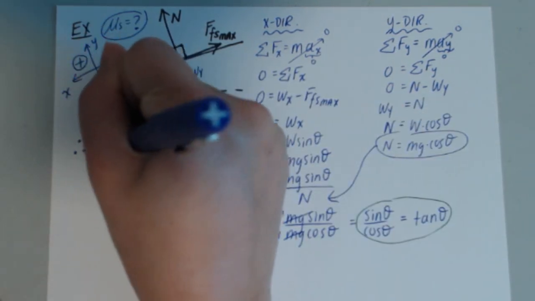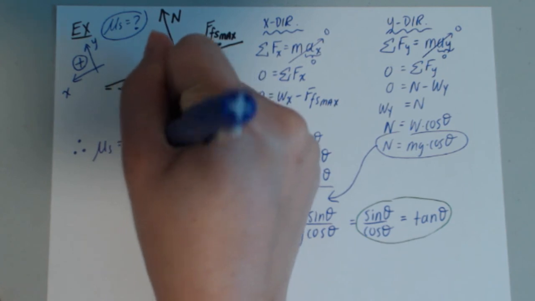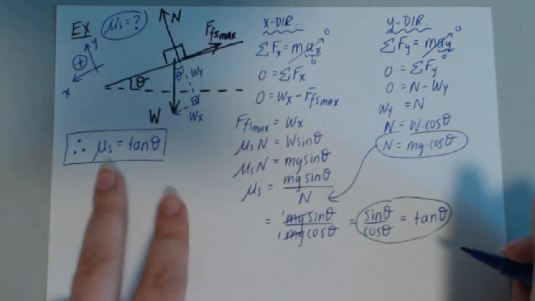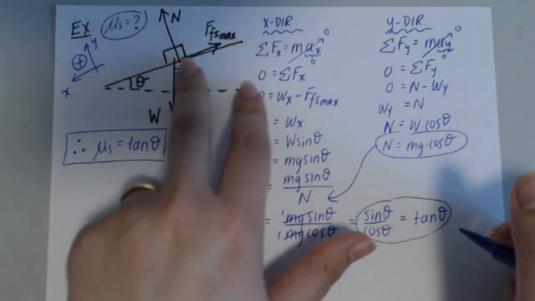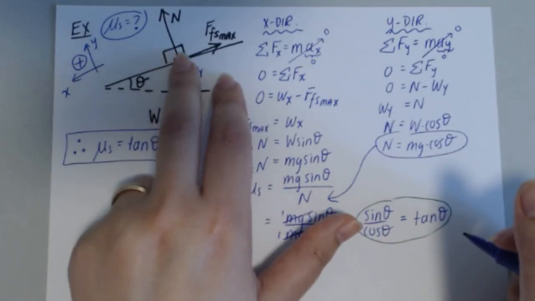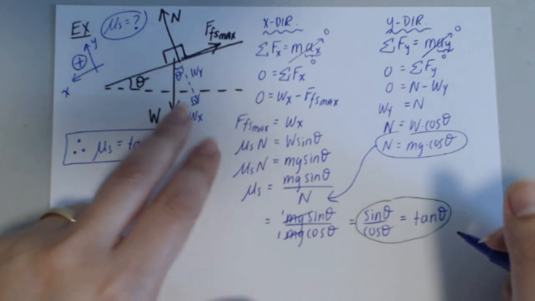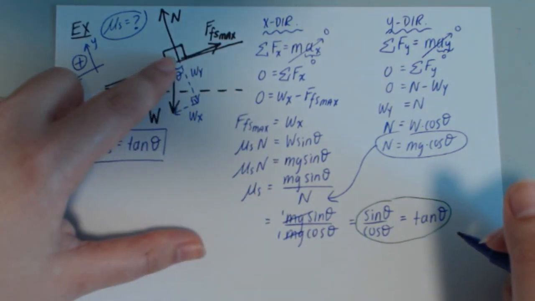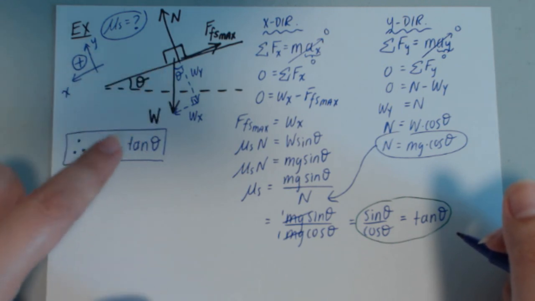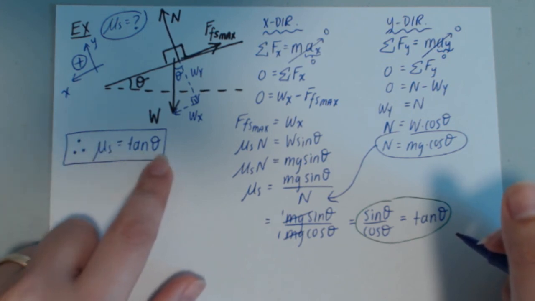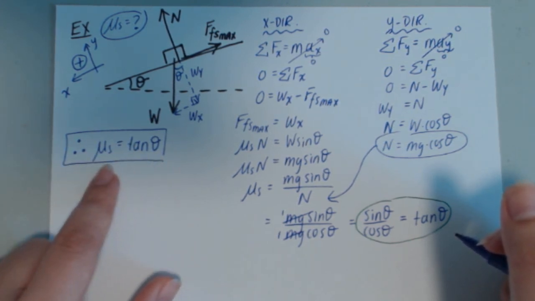Therefore, mu s is equal to tan theta. This is a remarkable result. What this means is that no matter what two surfaces you have, what object on top of what kind of surface, whatever angle makes the object start sliding, if you take the tangent of that angle, you get the coefficient of friction. So that's just remarkable. By the way, when using this formula, theta has to be in degrees.